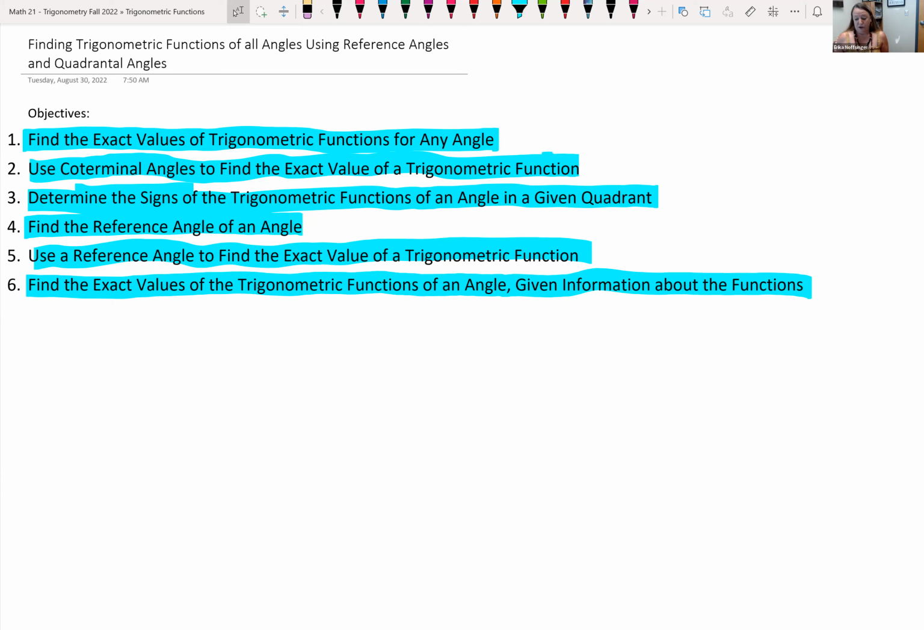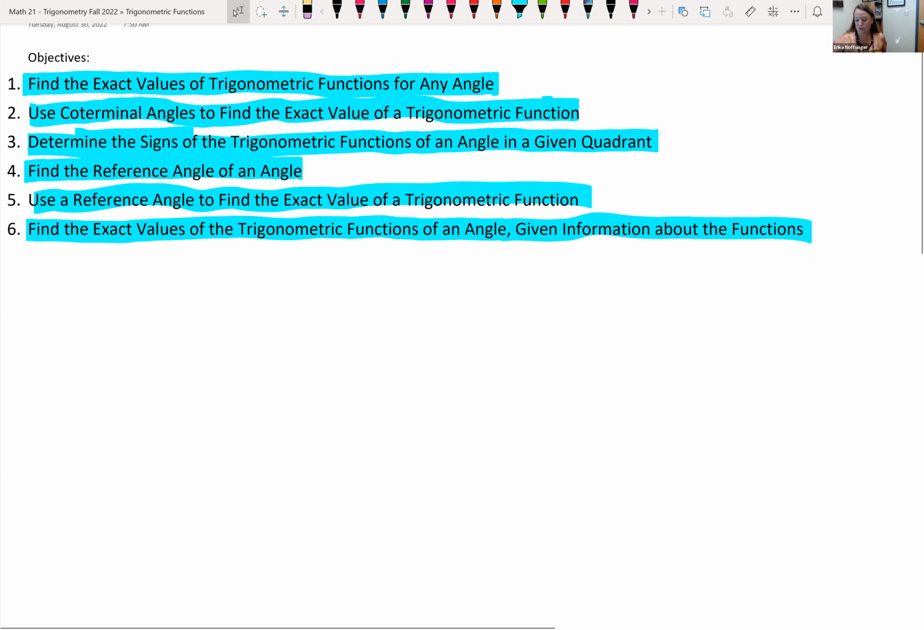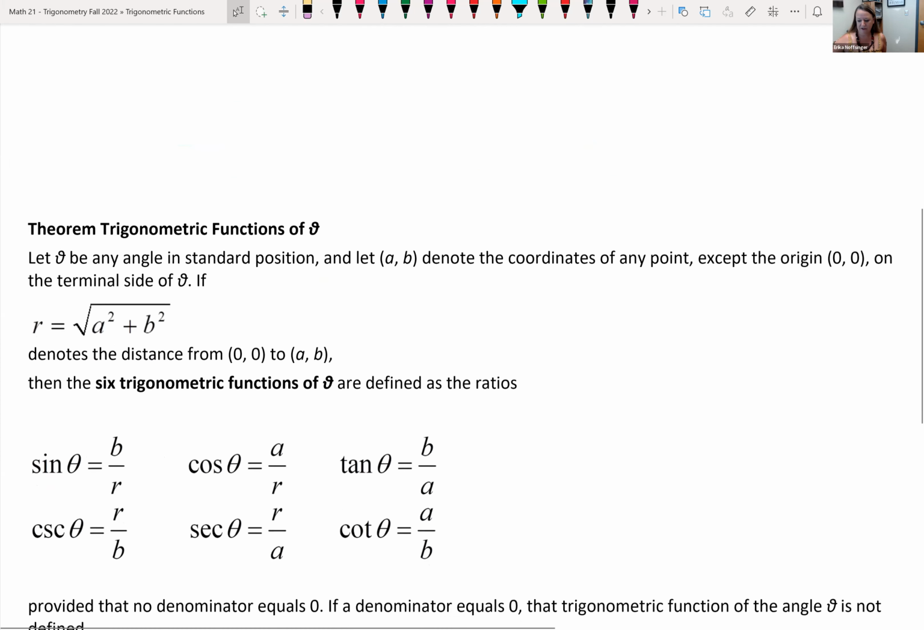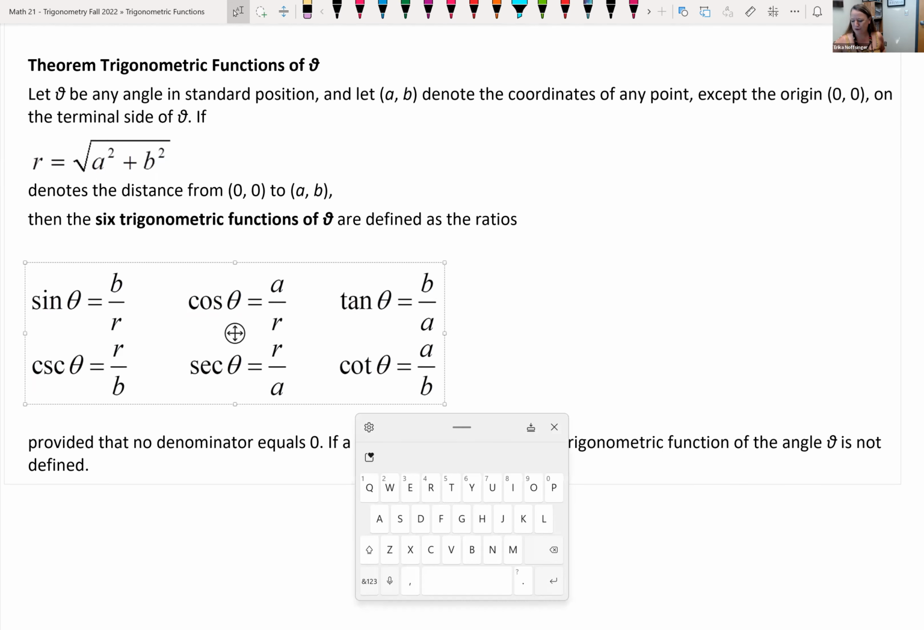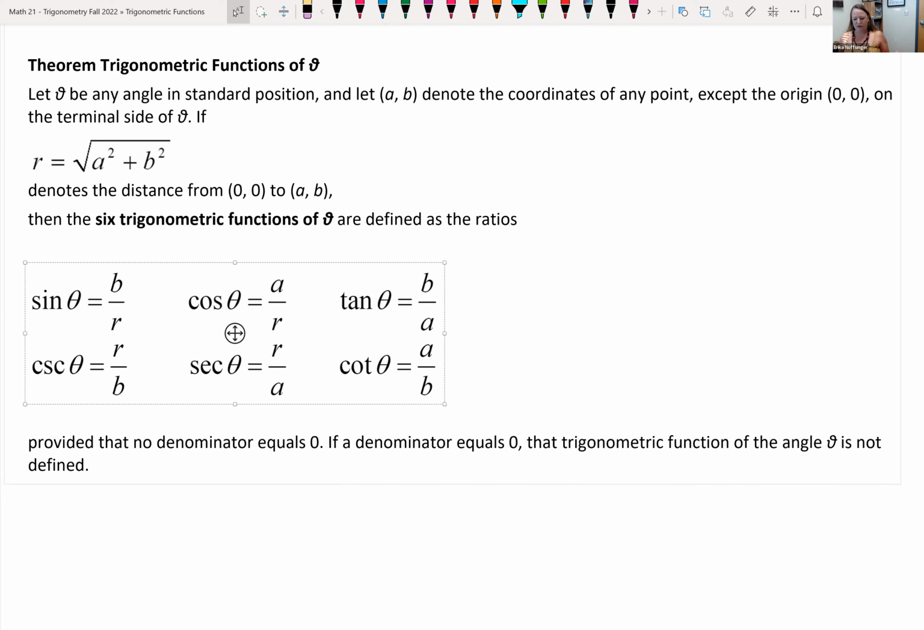Again, we have looked at the ratio of sides of a right triangle to get our trigonometric functions at certain angles. So we're going to look at almost exactly the same definition that we had before, but a little different. So let me go through and let's talk about this.